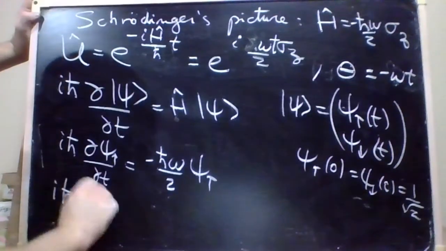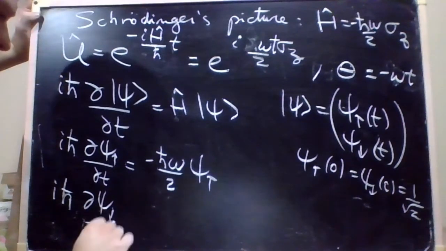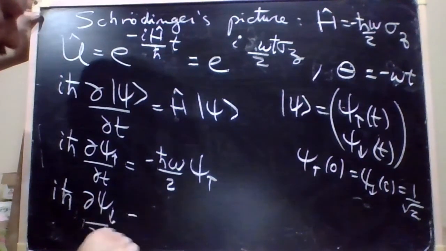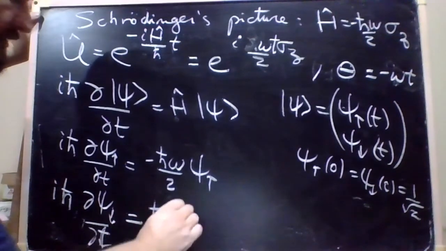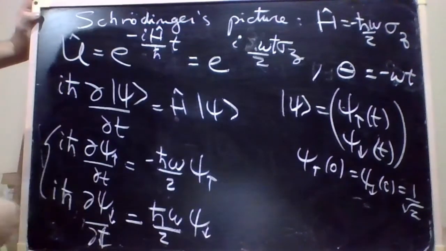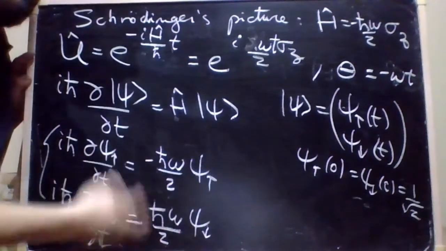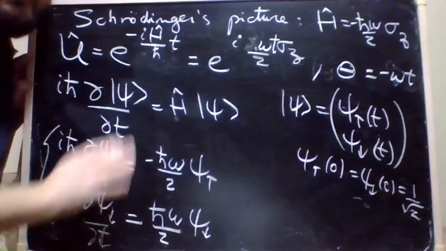And you can solve for the down state with respect to time. It corresponds to the other component of the matrix, and this is an uncoupled system of equations. You can solve it readily, all right? You can solve it.